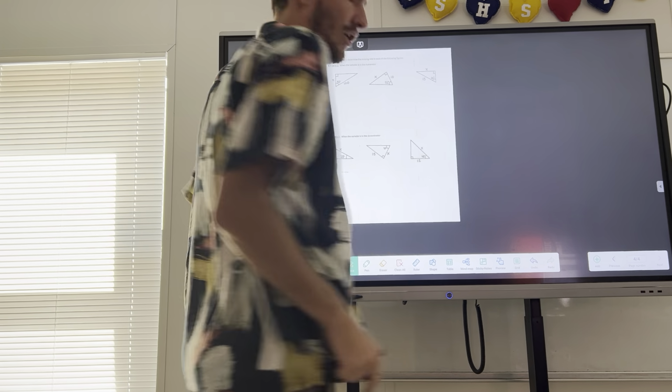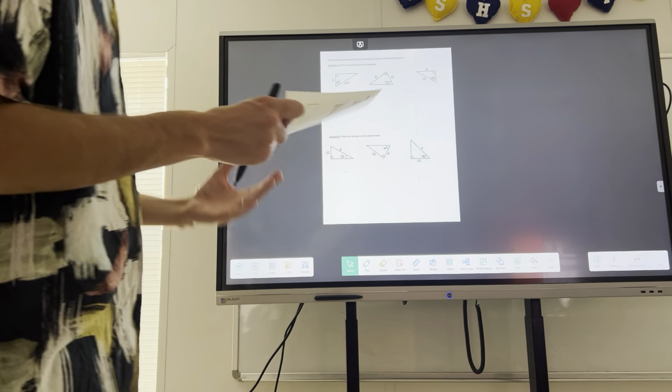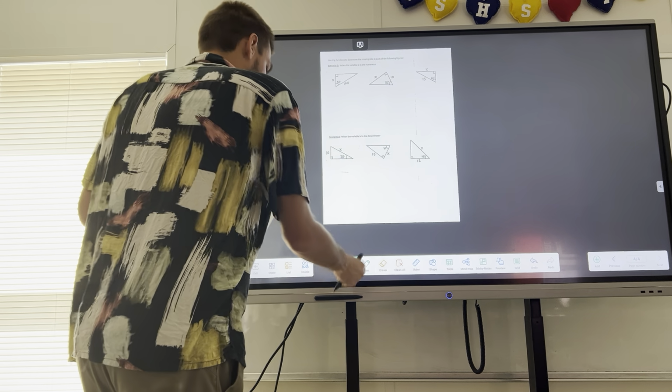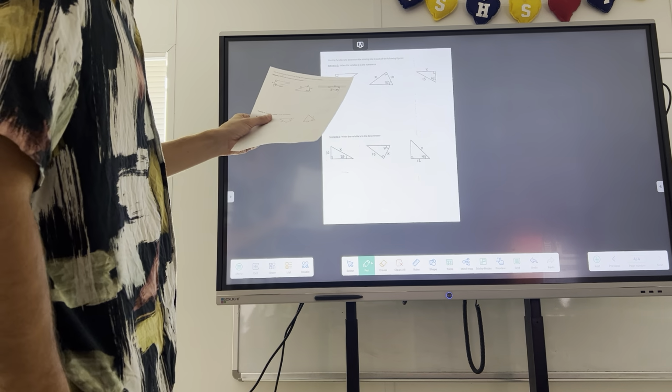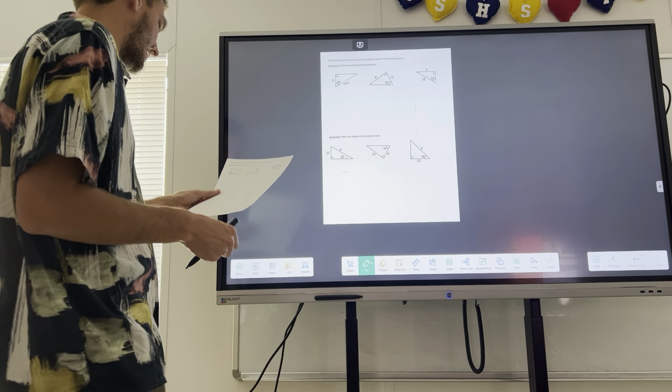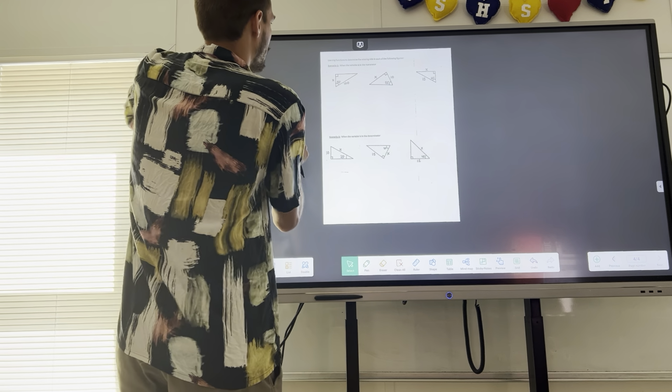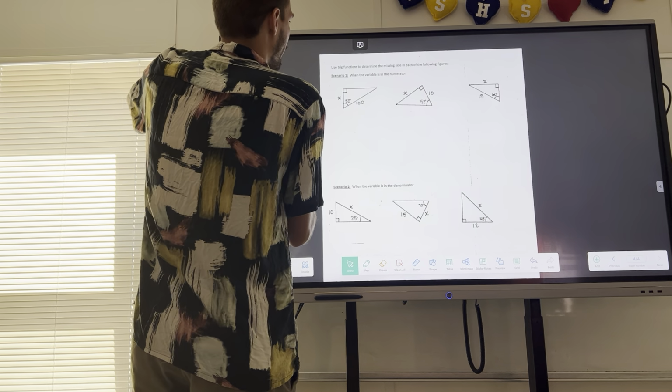Okay. We don't have a lot on here. We're doing okay. We've got lunch in 10 minutes, and when the lunch bell rings, we're done. So let's get through some of these. When the variable is in the numerator. Let's do 2 of these.